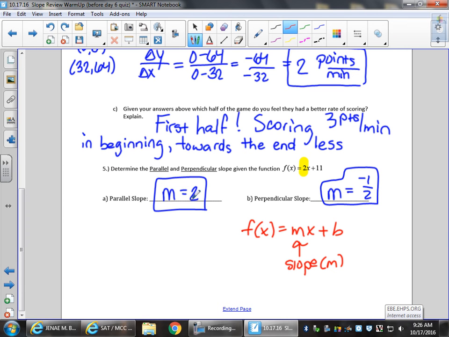So for a parallel line, it has to have the exact same slope. What has to be different for parallel lines? Side note. Same slope, different y-intercept. For perpendicular slope, opposite, because this is positive, now it's negative. And then the reciprocal of 2 is 1/2.